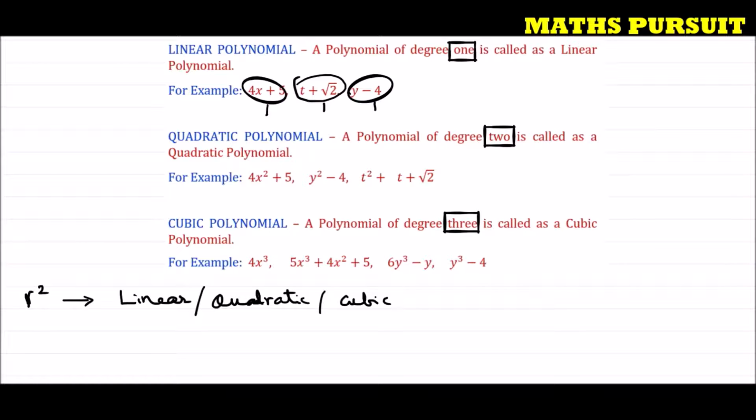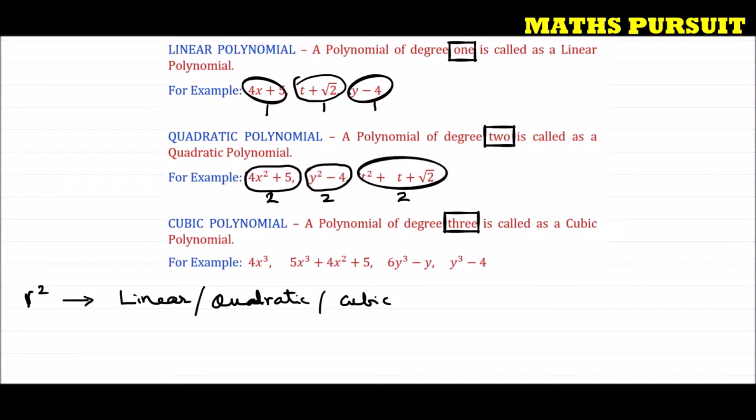Let us look into the examples of quadratic polynomial. 4x to the power 2 plus 5, y to the power 2 minus 4, t to the power 2 plus t plus root 2. Here in each case the highest power of the variable is 2. So these belong to quadratic polynomial.